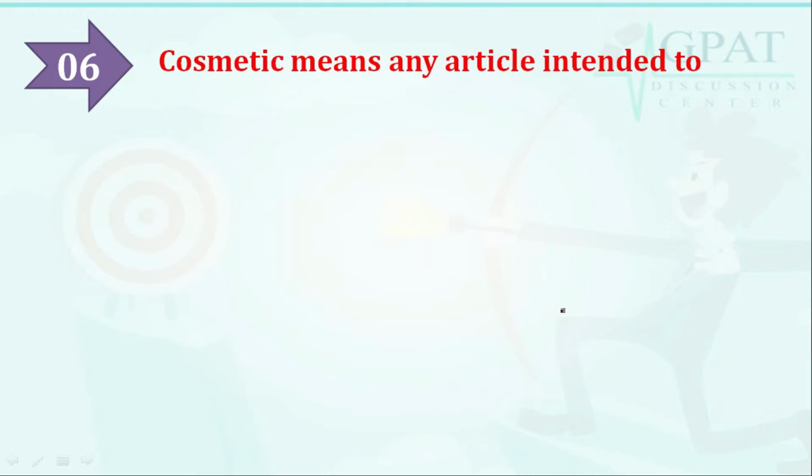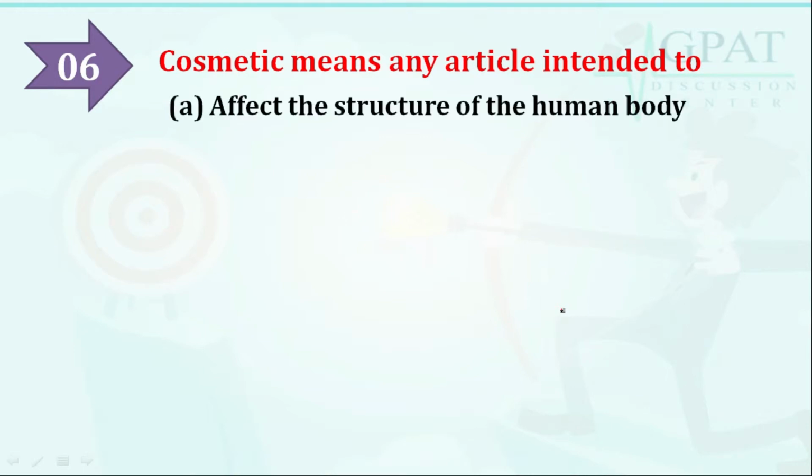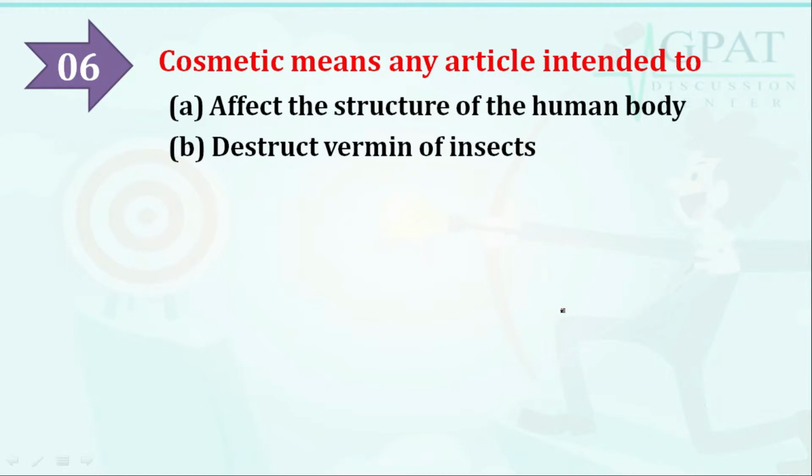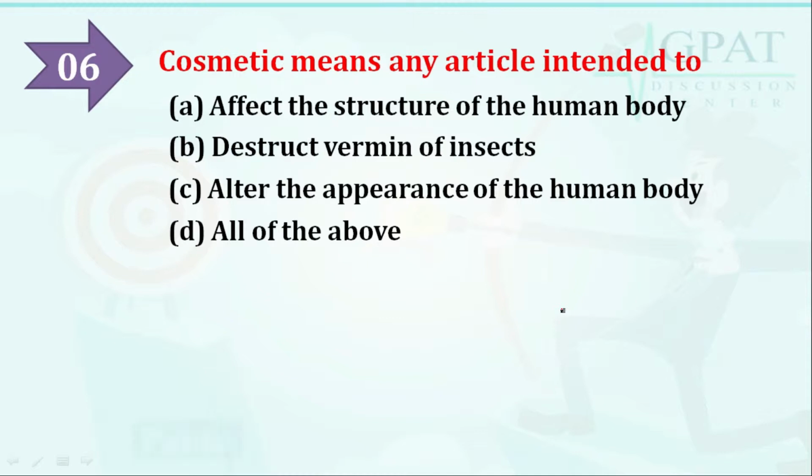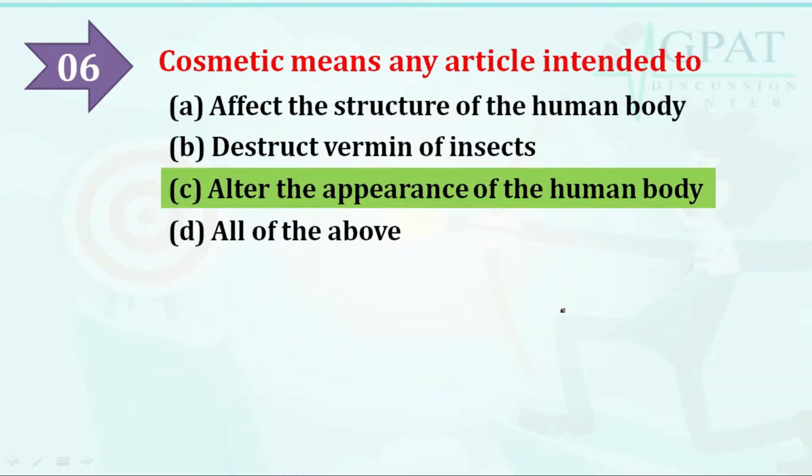Cosmetic means any article intended to. Options are: option A, affect the structure of the human body. Option B, destroy vermin or insects. Option C, alter the appearance of the human body. Option D, all of the above. Which is the correct answer? The correct answer is alter the appearance of the human body. Cosmetic means any article intended to alter the appearance of the human body. It makes us very beautiful; some of the cosmetic products are used in makeup, as we all know.